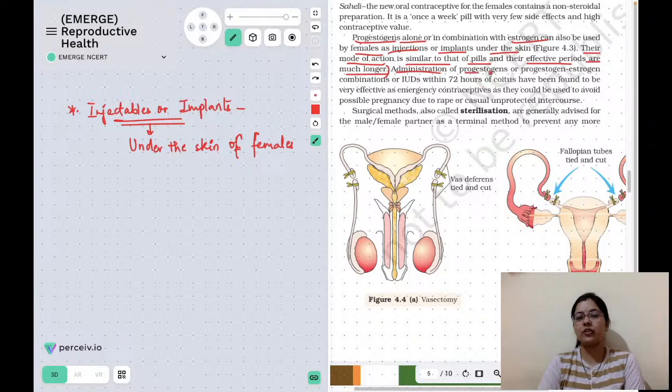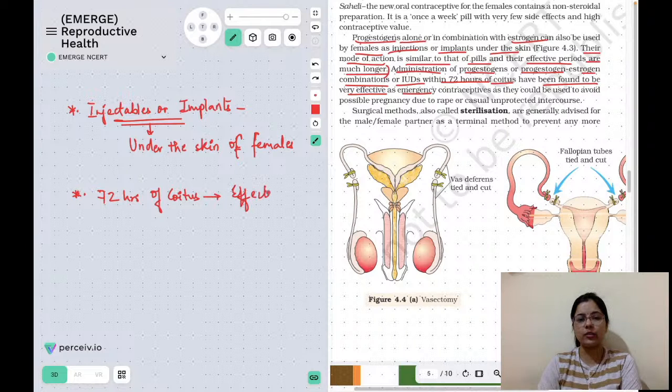So administration of progestogens or progestogen-estrogen combination or IUDs, within 72 hours of coitus have been found to be very effective. Now इसमें जो एक चीज ध्यान देने वाली बात है वो ये हो जाएगा कि IUDs होते हैं, चाहे वो इंजेक्टेबल्स या इम्प्लांट्स, 72 hours of coitus के within में ही, that means 72 hours of having sexual intercourse के within में ही ये effective होंगे. They are effective only and only when they are used within 72 hours of coitus. And within 72 hours of coitus में कौन सा effective हो जाएगा?